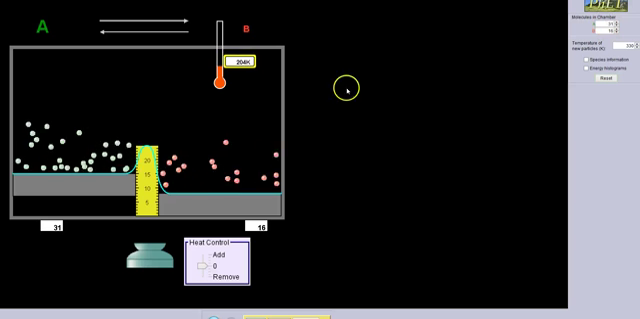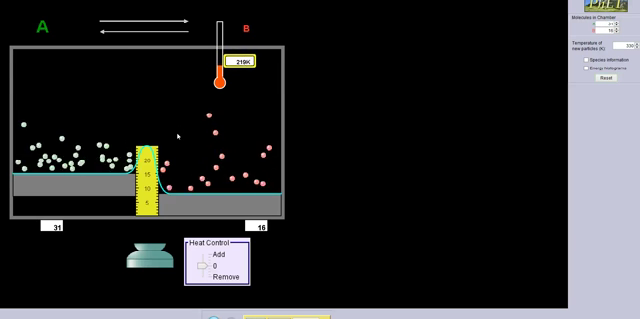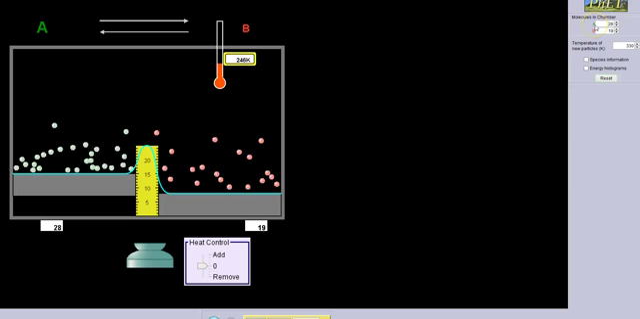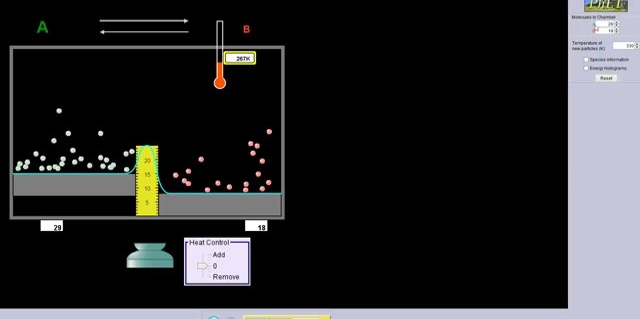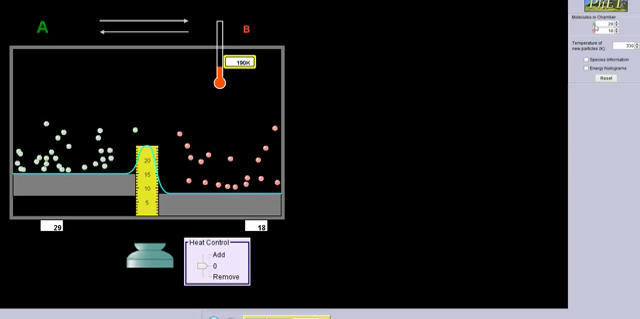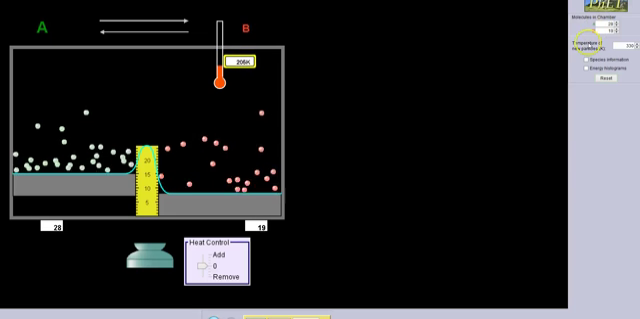So even though they're going back and forth, the rates at which A goes to B and B goes to A are constant, which means their concentrations, if we were to have more of these over a given period of time, would stay pretty close to being the same. This is what we call a dynamic equilibrium.